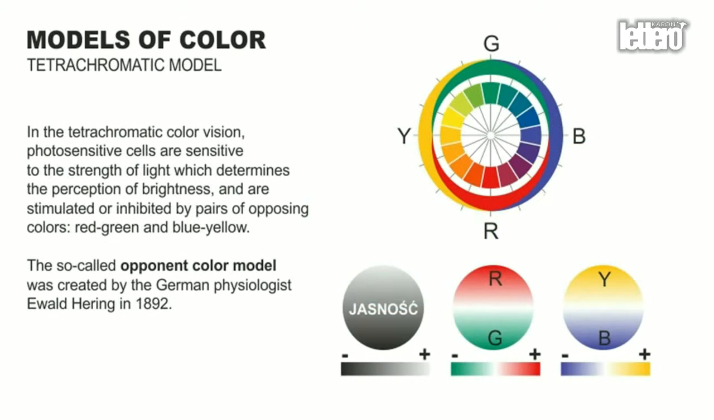Tetrachromatic model. In the tetrachromatic model, photosensitive cells are sensitive to the strength of light, which determines the perception of brightness, and are stimulated or inhibited by pairs of opposing colours, red-green and blue-yellow. The opponent colour model was created by German physiologist Ewald Hering in 1892.